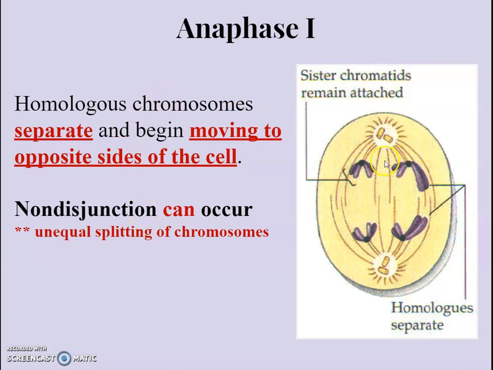Then in anaphase, the homologous chromosomes are going to start to separate. So you can see the full chromosomes physically separating from either side of the cell. Now, this is also an area where non-disjunction can occur, which is the unequal splitting of chromosomes. And so there are times where maybe a spindle fiber here can attach to this chromosome and end up pulling it over here to where you end up getting 3 in one cell and 1 in the other. And that is called non-disjunction, when they don't equally split in half.